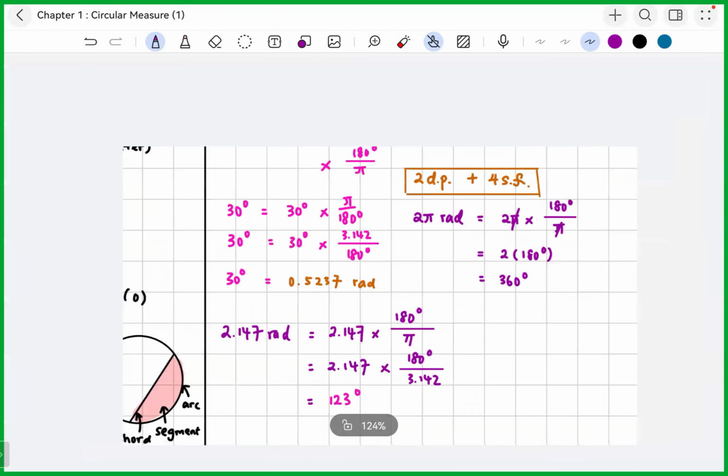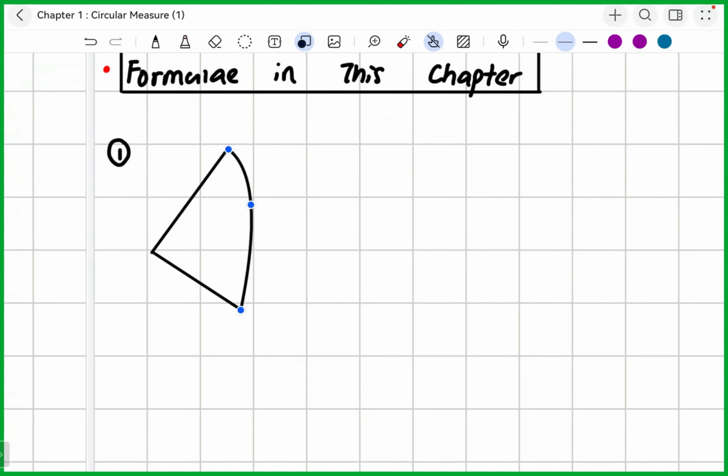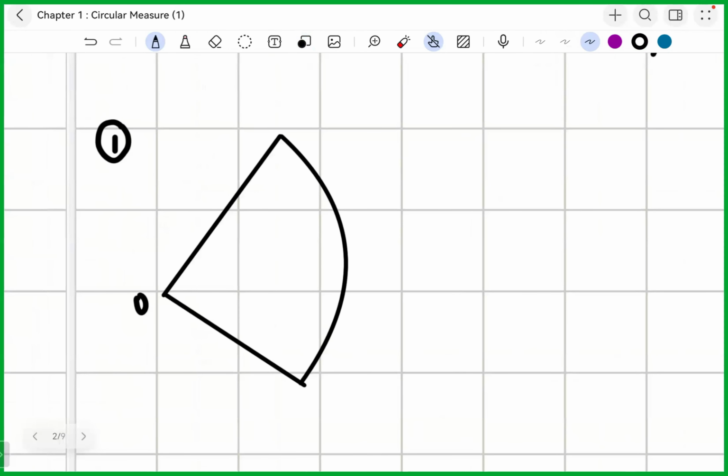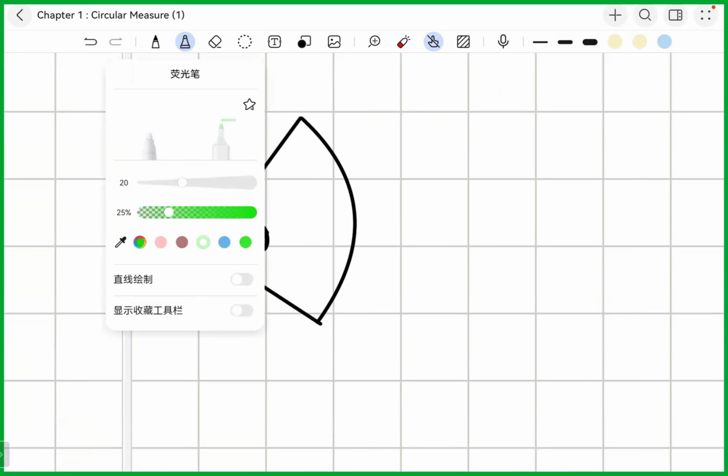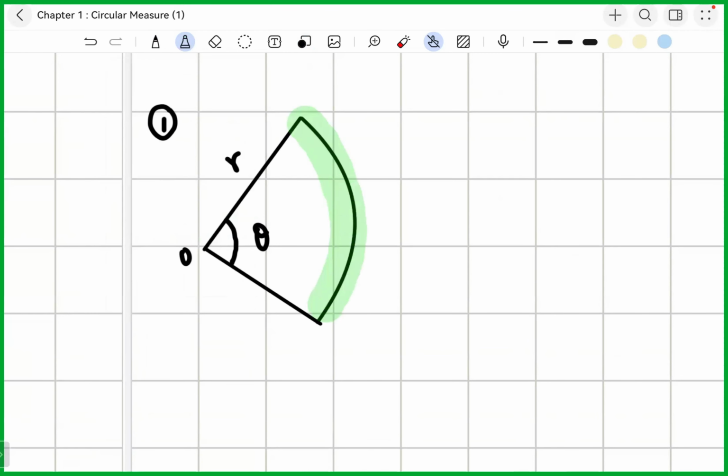Basically it has only 2 formulas. The first formula I have to draw for you first. Okay, this is the sector. Now we have center O here, and we also have the radius here, and the angle here. So the first formula is for finding the arc length. What is arc length? The arc length is the line that I shaded using green color.